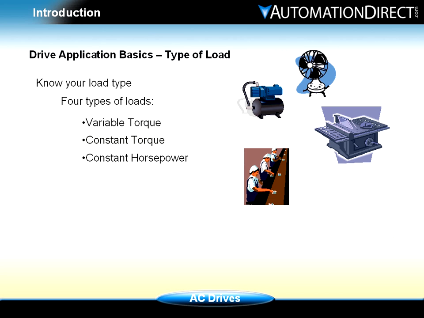Constant horsepower loads, which run above the rated speed of the motor where the amount of torque available decreases with respect to the speed, thereby keeping horsepower fairly constant. Some example applications are winders and machine tools.